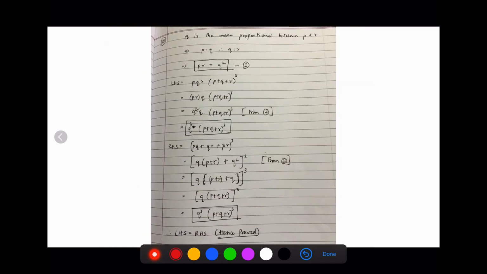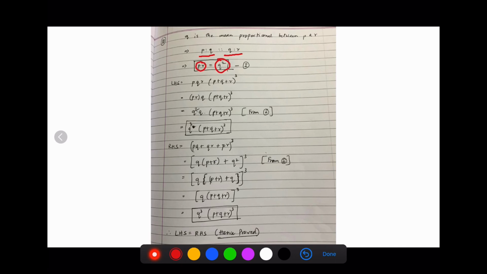Now in the last question, question number 10, it's given that q is the mean proportional between p and r. So you know that the proportion is like p is to q as q is to r. So product of the extremes PR is equal to product of the means, which is q square. Now again, you can simplify the left hand side and right hand side separately to see whether they are equal. The left hand side is pqr into p plus q plus r whole cube.